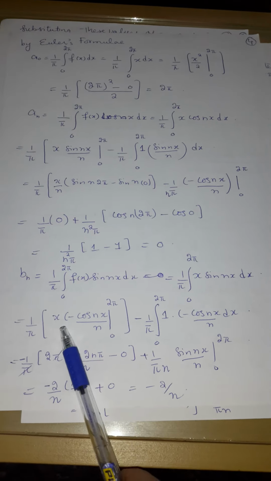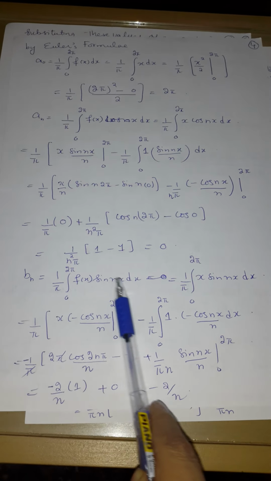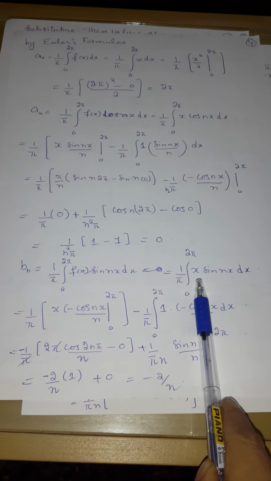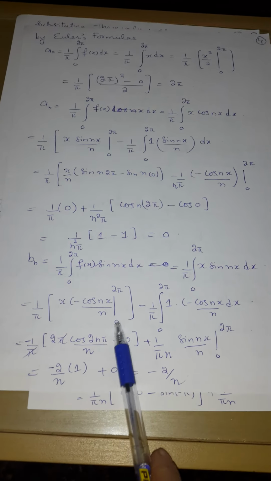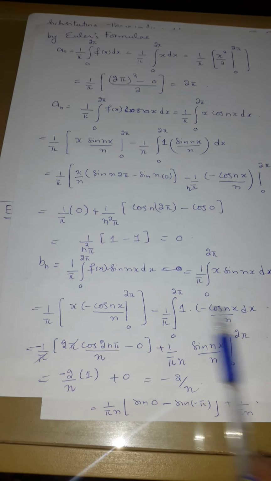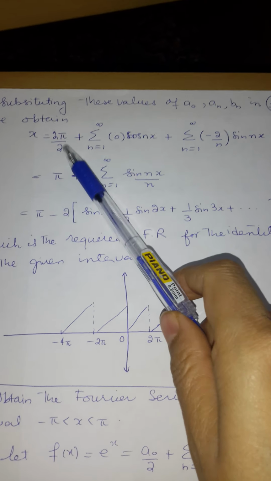And now the b of n value is 1 over pi, integral from 0 to 2 pi, f of x sine nx dx. Now simply putting f of x equals x, and after solving this with the help of integration by parts, we will have the value minus 2 over n.